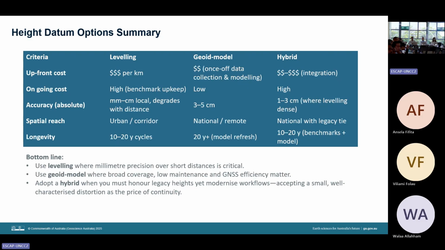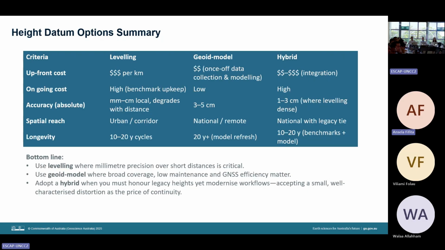Routine maintenance is also very minimal because the surface is mathematical and only model updates are required. I guess the drawback is that accuracy is limited by both the quality of the model and the GNSS observation. Even with state-of-the-art gravity data and GNSS, we're talking about 3 centimeters plus another 2 for the GNSS. So you're looking at 3 to 5 centimeters accuracy for those absolute heights. That's often more than good enough for engineering projects, but not necessarily for millimeter scale deformation monitoring.